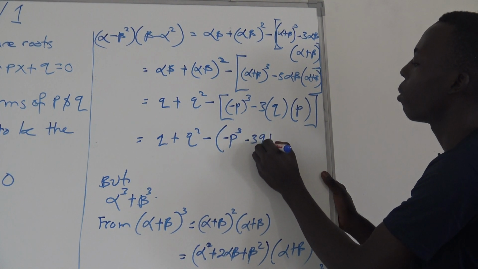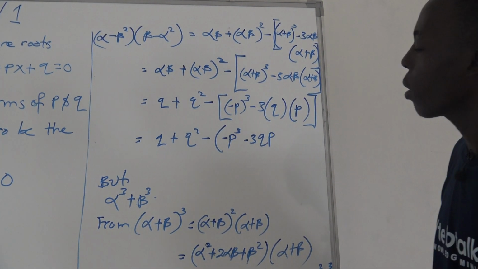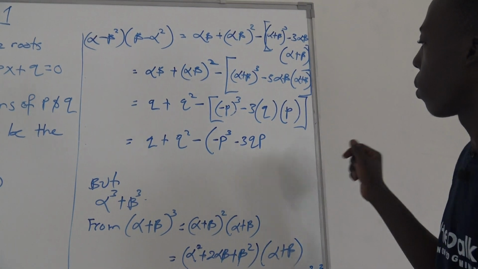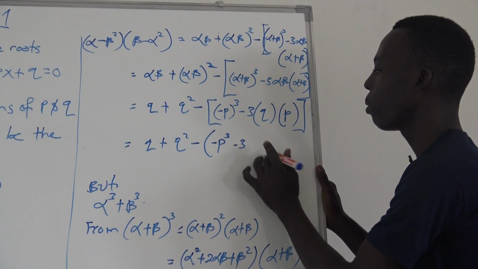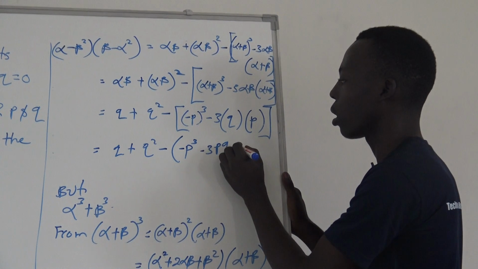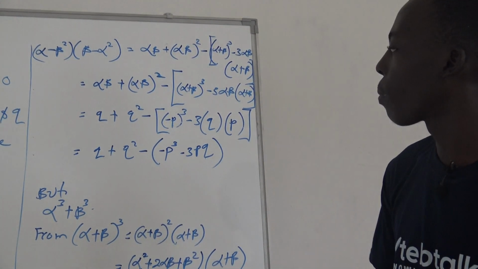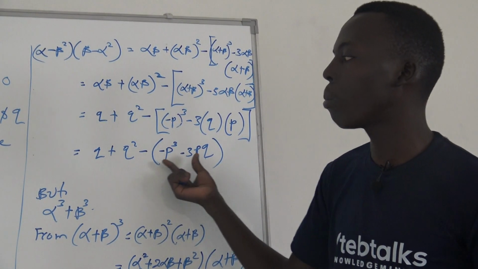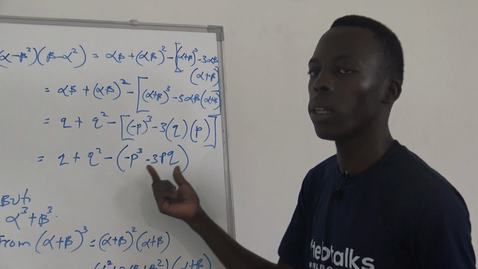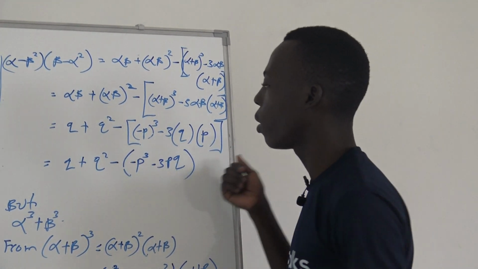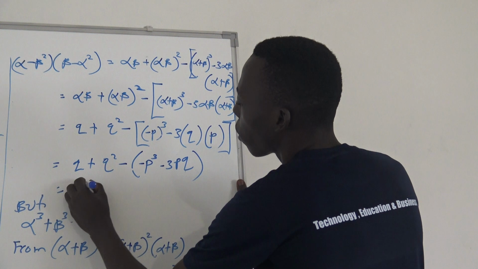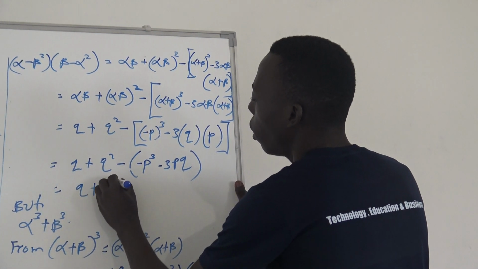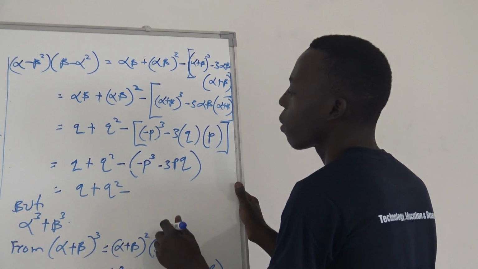Get QP. QP or PQ. Okay, let's use PQ because we need to prove something. So for that case, you now have to open the brackets by multiplying in the negative inside. So here it becomes Q plus Q squared, then minus.